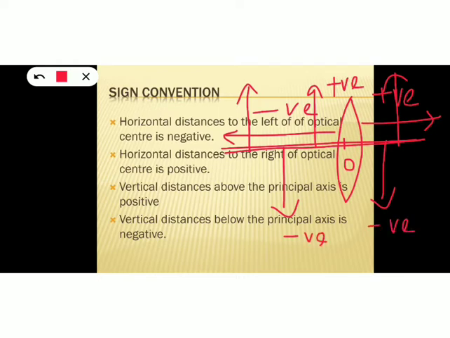Okay, so this is the same as the Cartesian coordinate system. The origin is replaced by the optical center of the lens. The same sign convention we follow in the case of a concave lens too.